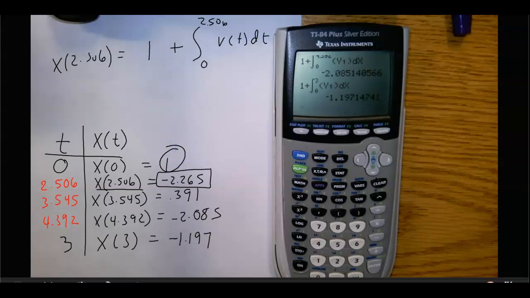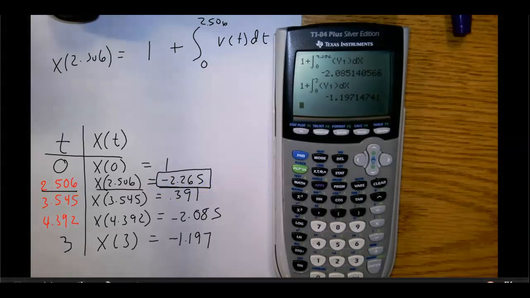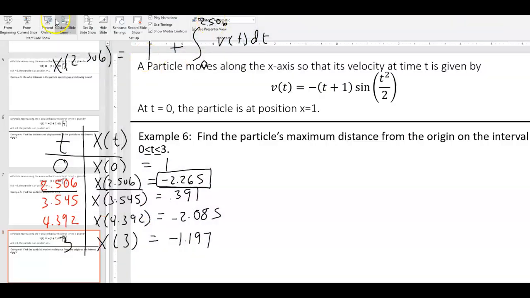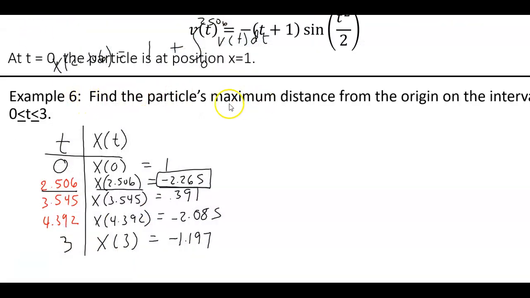So you have to pay attention to the question. Are they asking when is it farthest to the left? Are they asking when is it farthest to the right? Or are they asking just when is the number greatest away from the origin? So pay attention to those questions. You also have to pay attention to whether they were asking for the time or for the distance. So let's go back and look, because honestly I forgot. Because that does matter. Find the particle's maximum distance. So they're not asking for the time when that happens. Sometimes they do. If they're asking for the time, then you would say this. They're asking what is the particle's maximum distance.